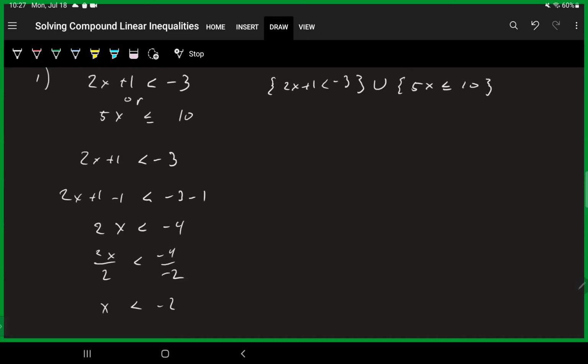And we'll handle the graphs after I solve that other one. So I have 5x is less than or equal to 10, dividing everything by 5, and I have x is less than or equal to 2.